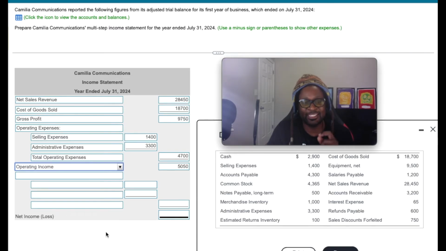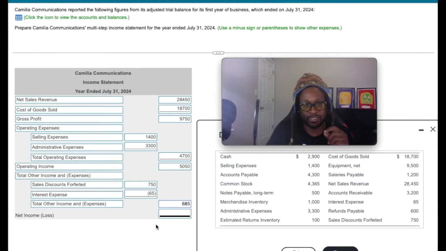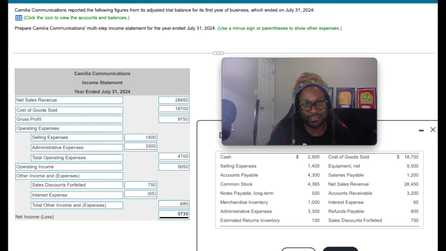And then we're going to add and subtract the other expense and income items. We saw that we had a sales discount forfeited, which would be added to our income. And we also saw that we had an interest expense, which will be deducted from our income. So we're going to report those amounts. When we net our interest expense against our sales discount forfeited, we get a total other income of $685, which must be added to our operating income, which will give us our net income amount of $5,735. We're going to check the answer.